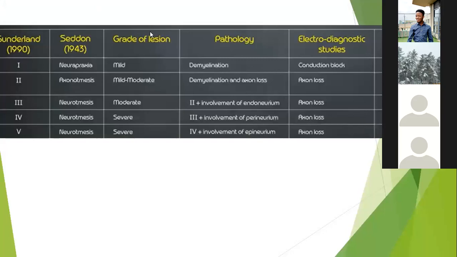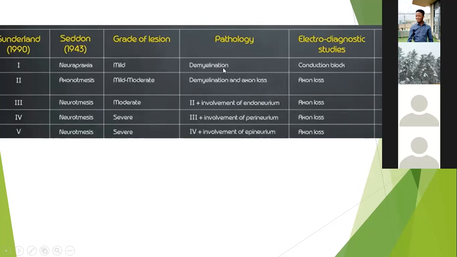So to represent that in a tabular form, we have Sunderland's classification of 1, 2, 3, and 4. Seddon has only 3 classifications: when you have neuropraxia, when you have severing of the axon, which is axonotmesis, and finally, when you have severing of the membranes, when you talk of neurotmesis. So Seddon's classification is very simple. Sunderland's, on the other hand, goes to the extent of what do you see.